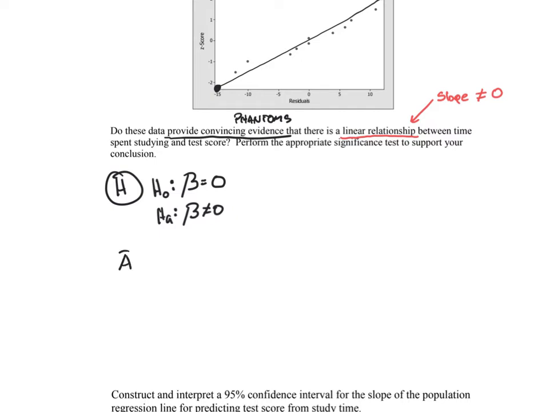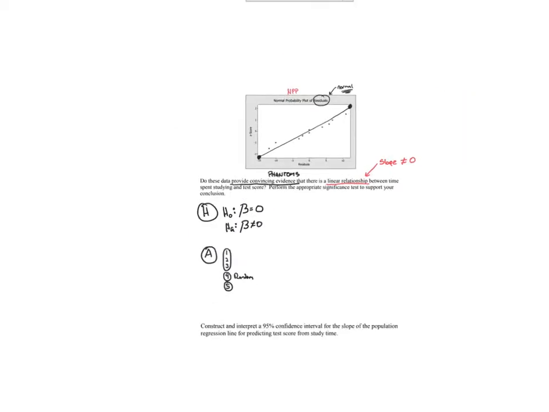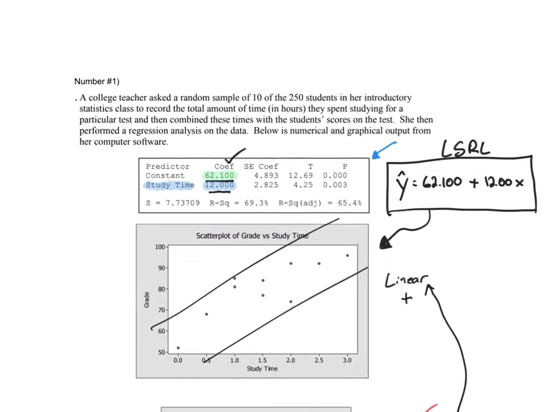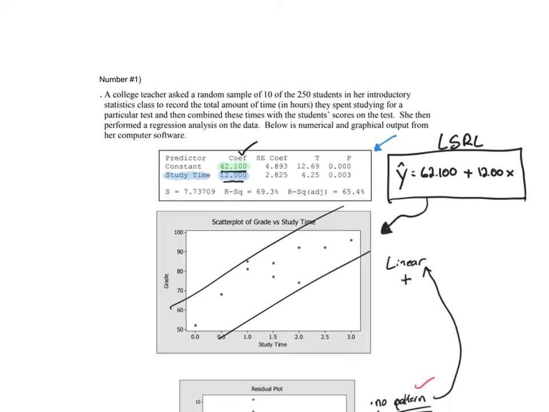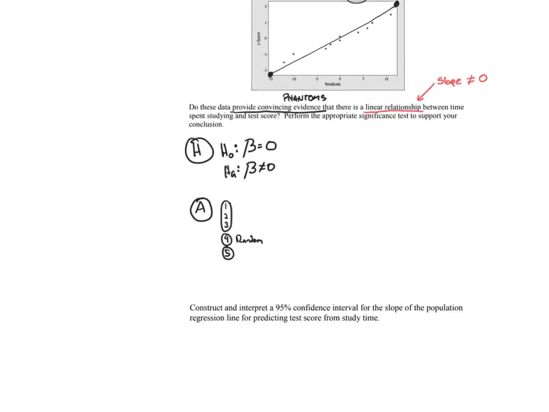Okay, assumptions. Remember, there are 5 assumptions on this one. 1, 2, 3 are all about the shape, and then you get 4 and 5. So usually it's just, is it random? And then the 10% rule type idea. So I'm going to go ahead and do that, right? They said random sample of 10 and 10% rule. They said there's 250.